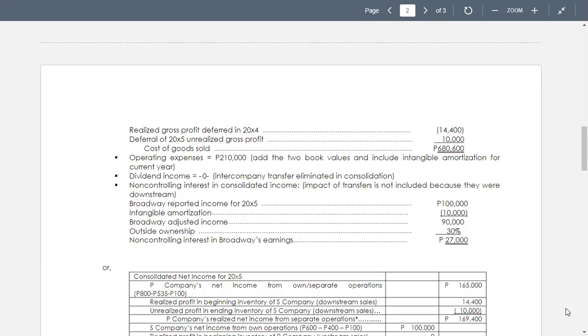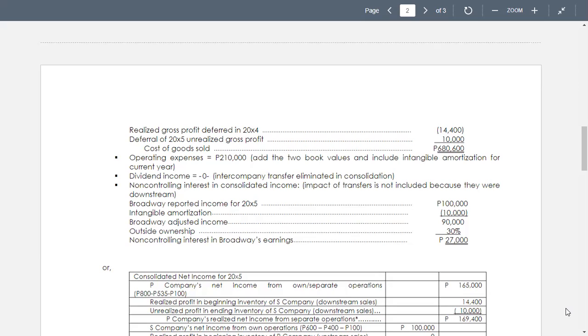The amount of operating expenses given is here, we have 100,000. We have to add the two book values and include intangible amortization for current year. So dividend income is 0, intercompany transfer eliminated. The non-controlling interest in consolidated income, the impact of transfers is not included because they were downstream.